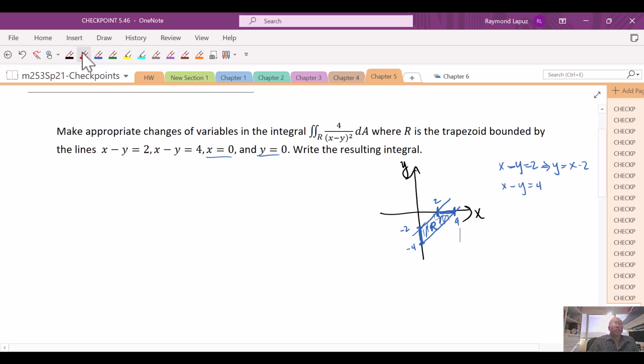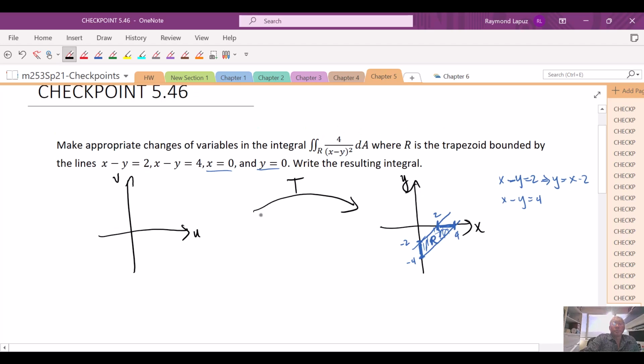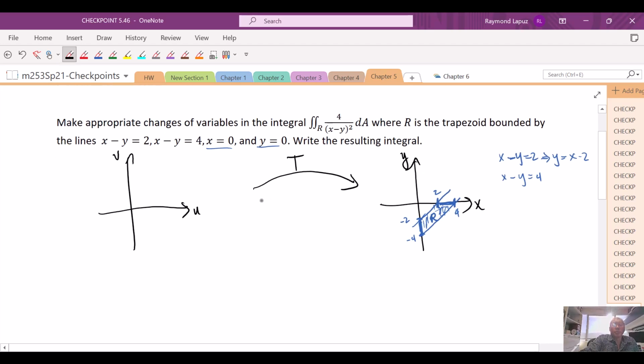Okay, we want a transformation, and I'm going to draw the UV plane on this side because our transformation is generally this T transformation that goes from uv to xy. So in other words, our independent variables are going to be u and v, and then over here we're going to get an x and a y, and both of these are going to be functions of u and v. So we want x is equal to something and y is equal to something.